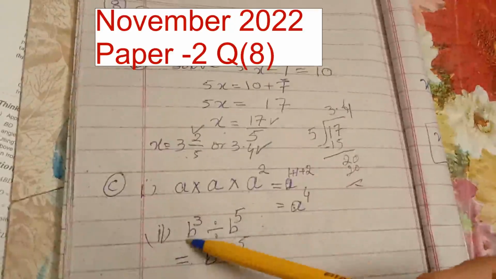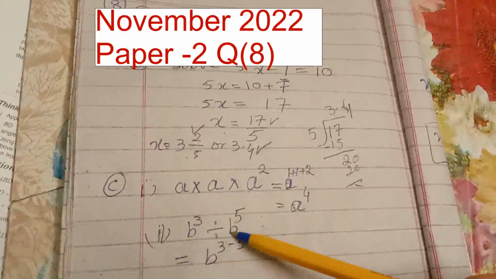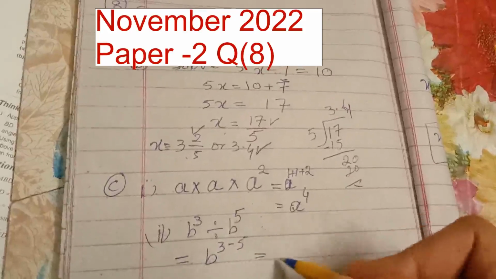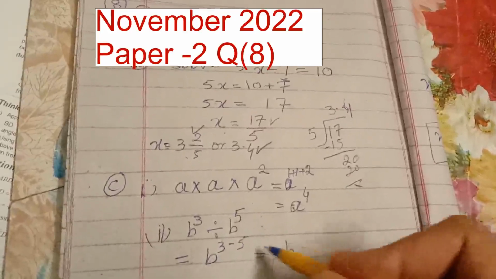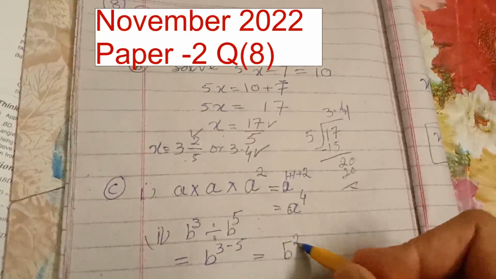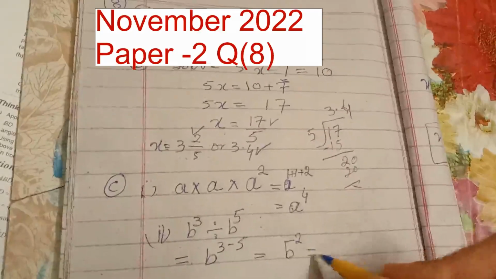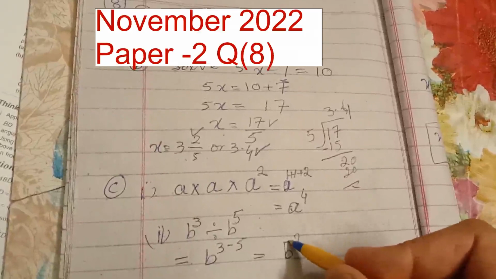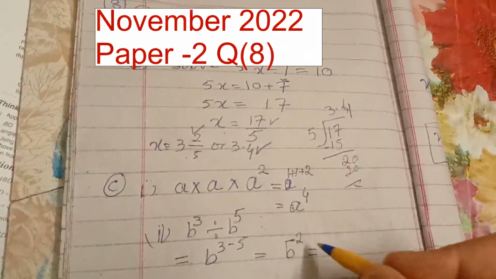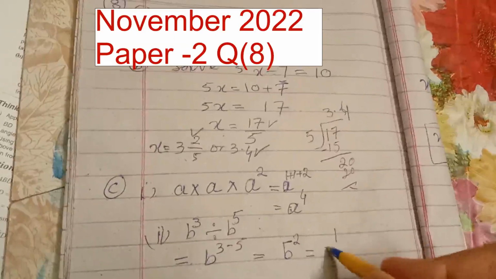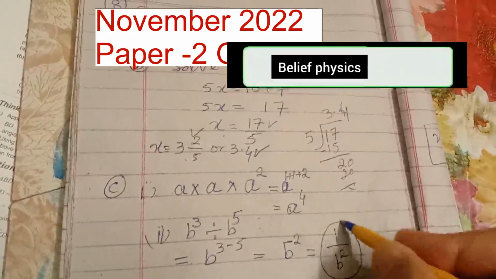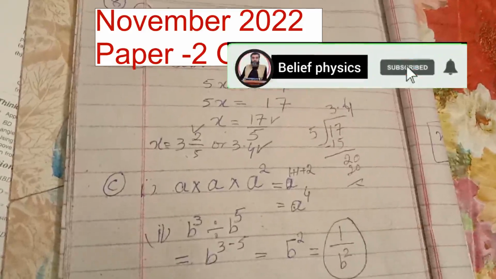When this is the two same bases division, when division powers are subtracted, so it becomes 3 minus 5. So this will be written as b raised to the power 3 minus 5 is minus 2. You can write it like that. If you want to make positive, then when you take reciprocal, the sign of power is reversed. So it will be 1 over b and power will become positive. So 1 over b square will be the answer of this question.